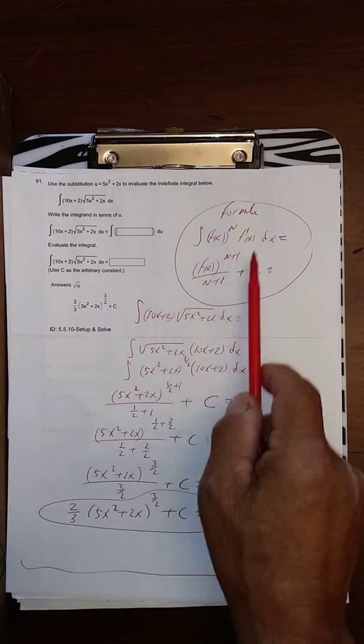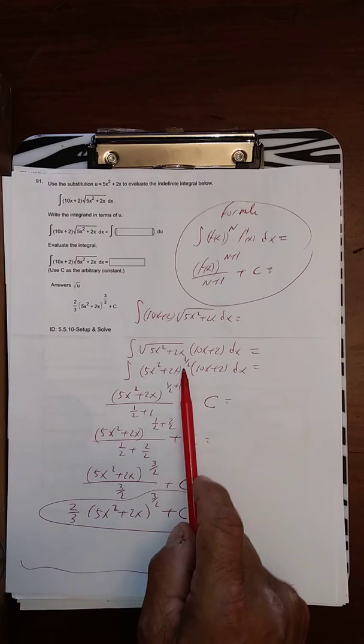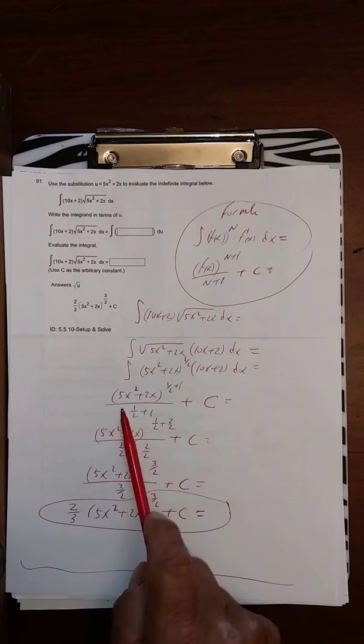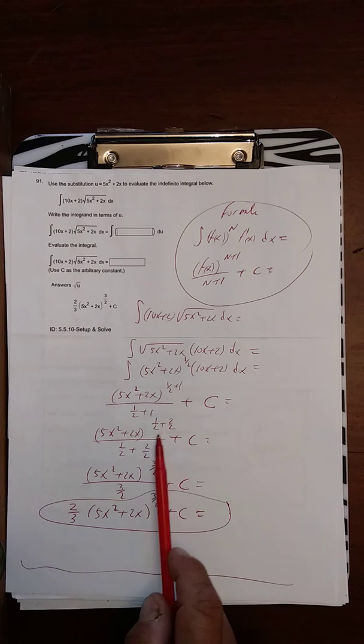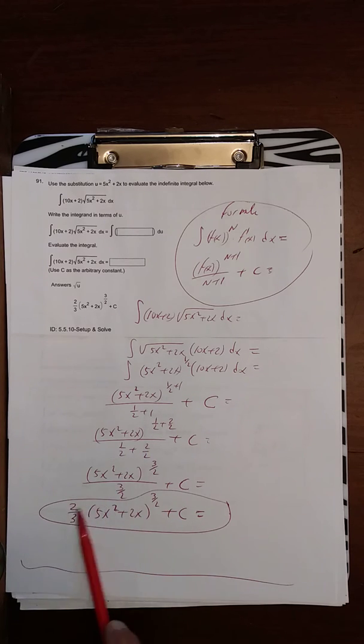Rewrite it to make it match this. So we're going to have this goes there, that goes there. So square root, to the half power. Derivative is 10x plus 2. So plus 1 plus 1, 2, 2, 2, 2. So we're going to have 3 halves down here, 3 halves here. If we flip this around, we have 2 over 3 times that.